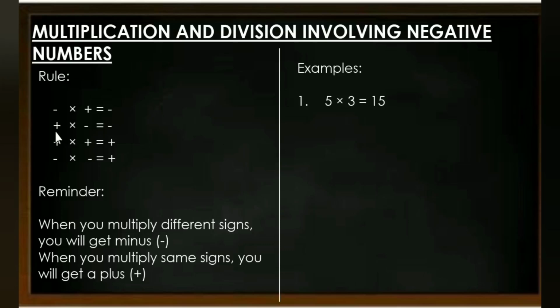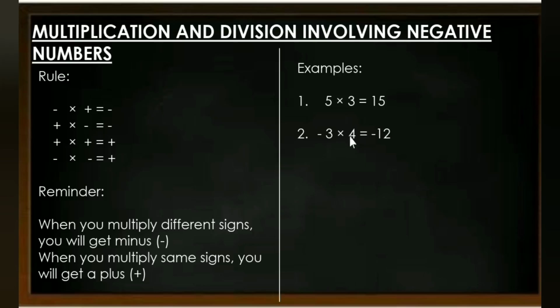So we'll start by saying plus times plus will give us a plus, right? So plus times plus has given us another plus in front of 15. Then you multiply the numbers. 5 times 3 will give you what? 15. Very good.